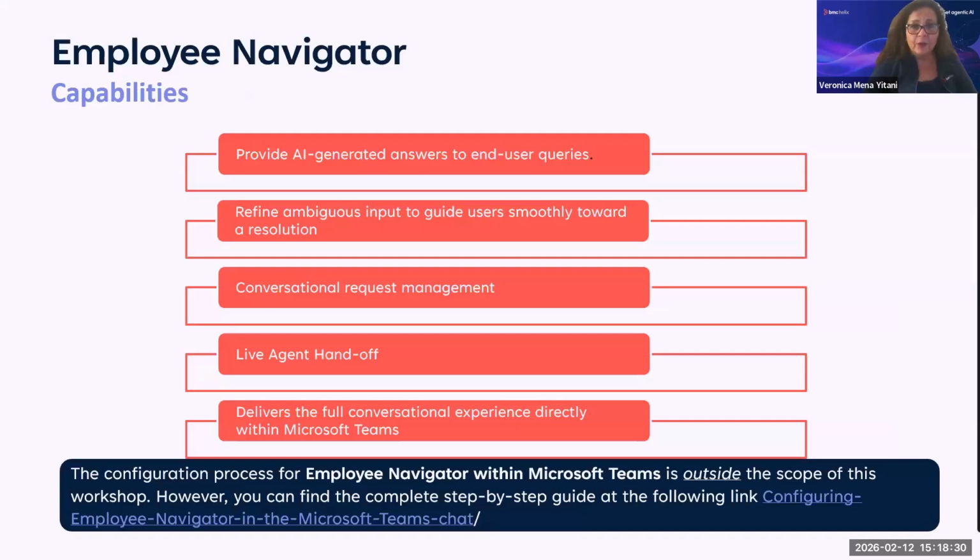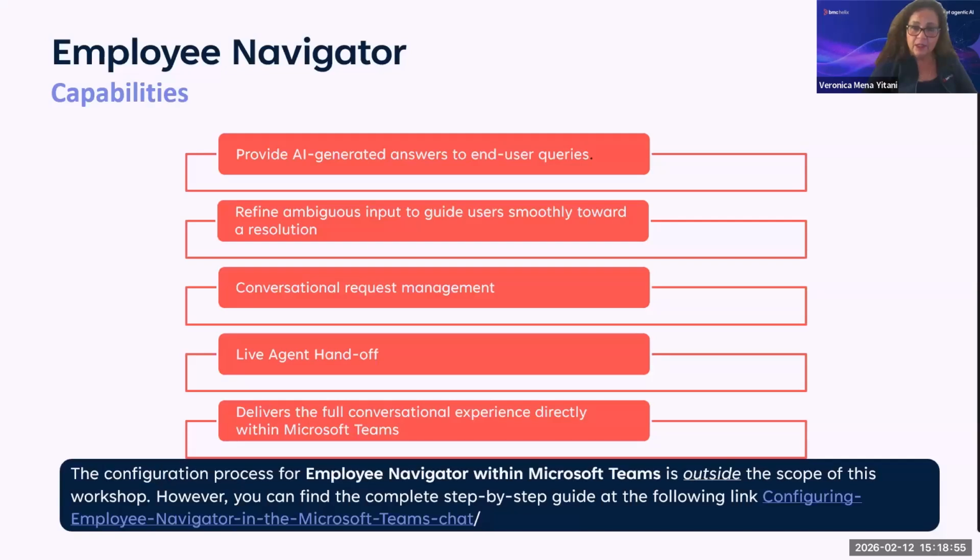And finally, let's wrap up by looking at the core capabilities of the Employee Navigator. This tool is designed to be more than just a chatbot. It is a full-service conversational interface that bridges the gap between the users and support. It provides direct answers to the end user query. Instead of just linking to a long document, it extracts the answer that the user needs.